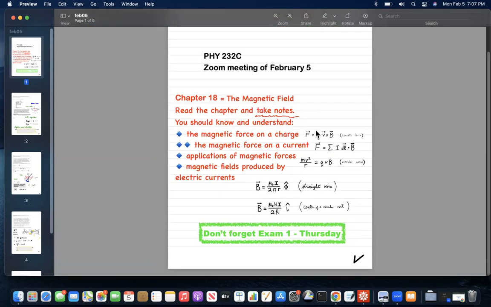All right, well, anyway, these equations you should have written down in your notebook when you took notes. And these are the equations. They're not complete. There are some of the equations we'll need for the next assignment, which is due Wednesday, and for the exam, which is Thursday.